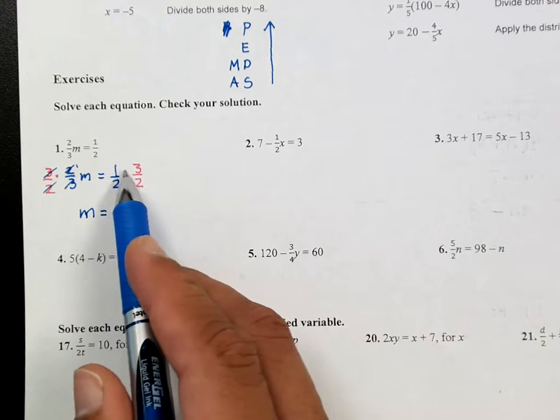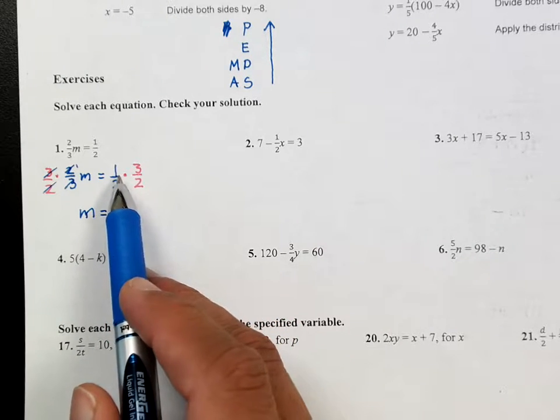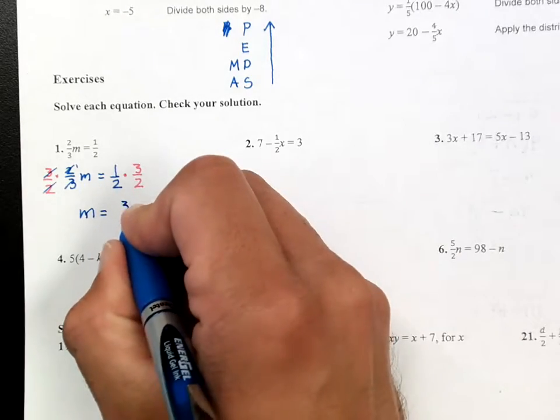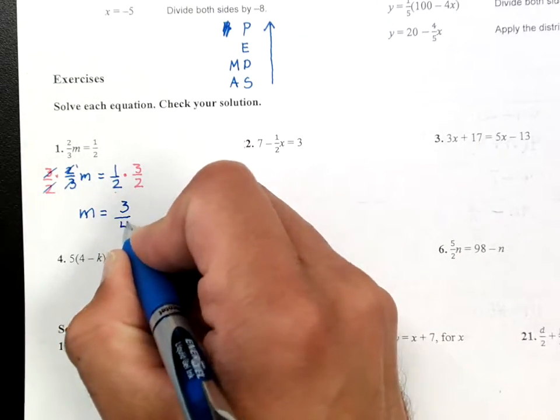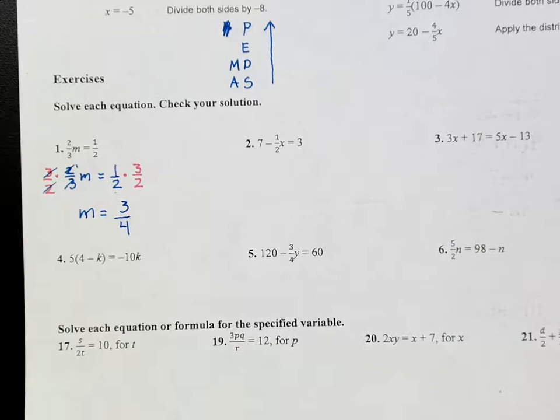And then we have 3/2 times 1/2. So remember, multiply across. 3 times 1 is 3. 2 times 2 is 4. So the answer is 3/4. You with me? Right, let's go to number 2.